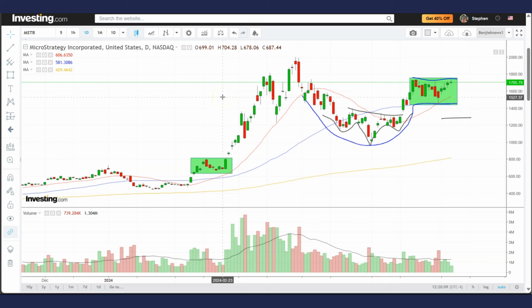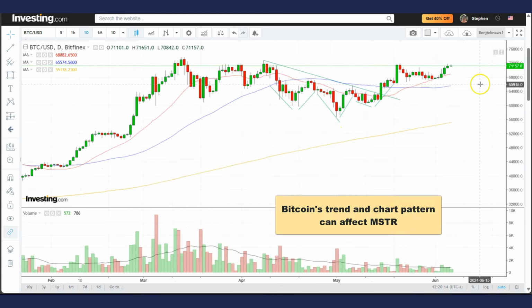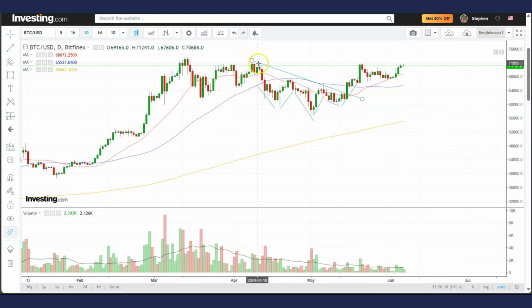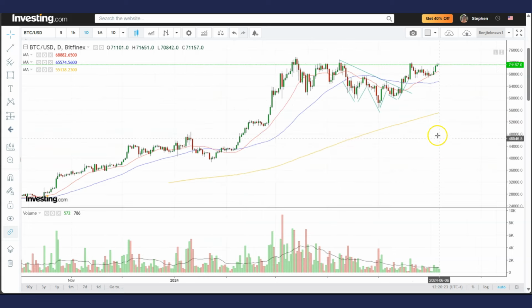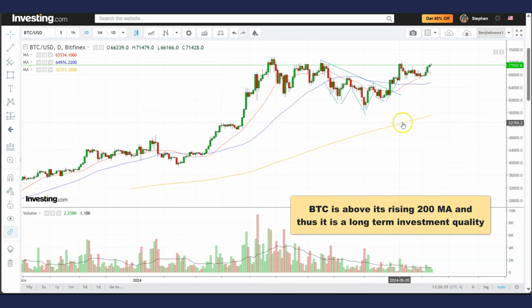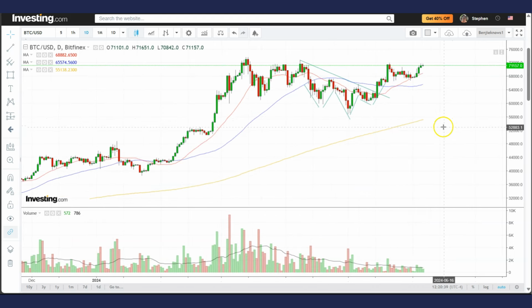So as with all analysis of MicroStrategy, let's take a look at Bitcoin. Bitcoin is also exhibiting about the same pattern. It broke above a downtrend line and has an inverse head and shoulders, and the criterion for whether to invest in Bitcoin, to trade Bitcoin and whatever stock is related to it, is met, because Bitcoin is above the rising 200 MA. So that's the criterion of how to invest. You want to choose instruments and stocks that are above the rising 200 MA.